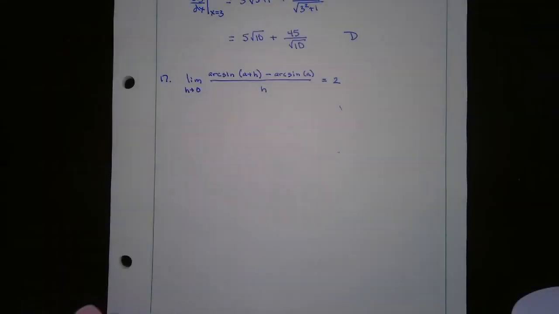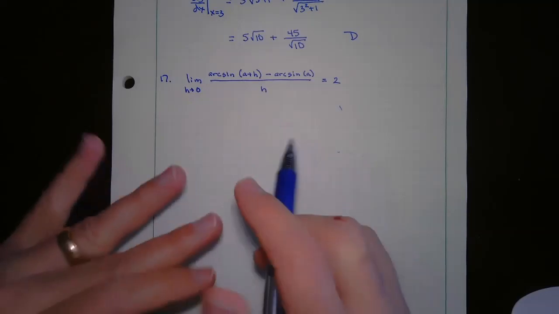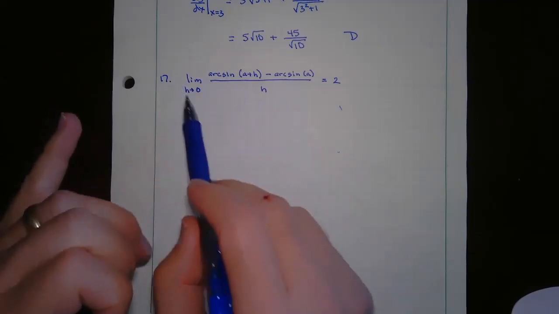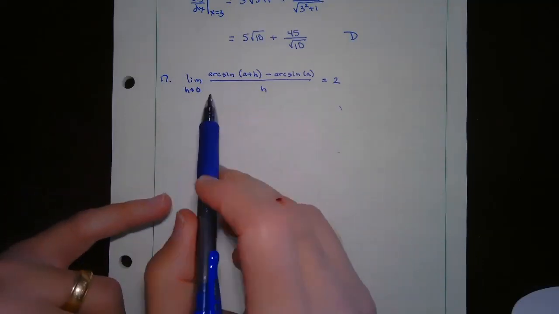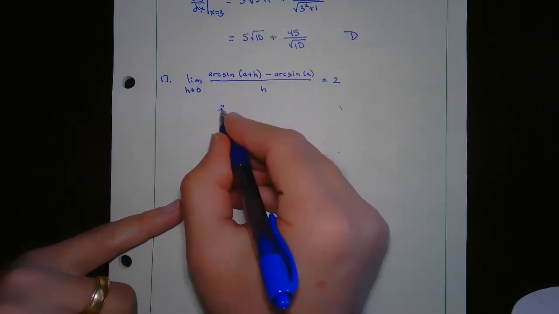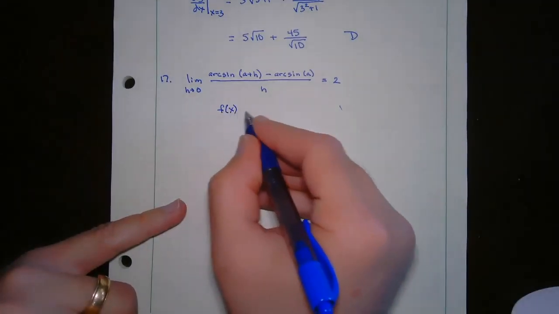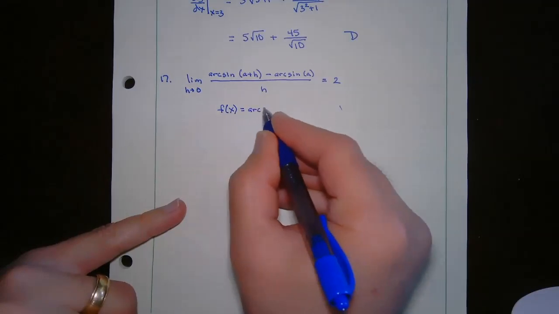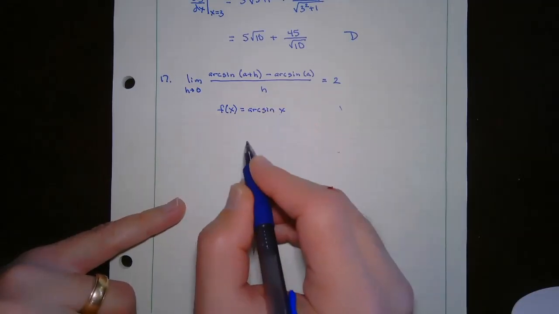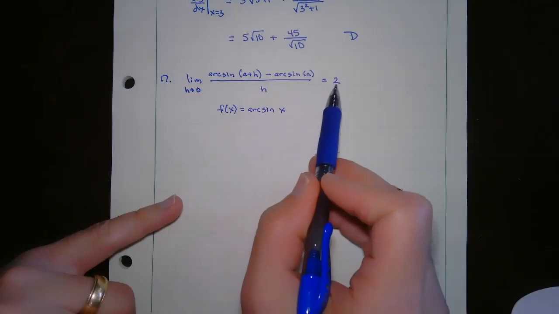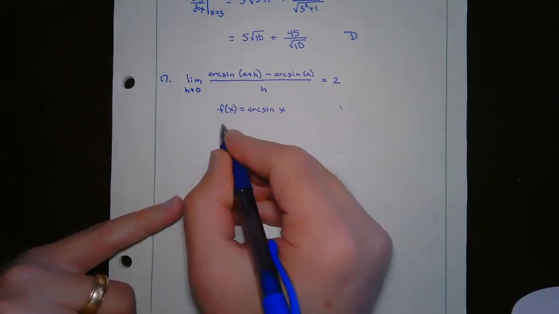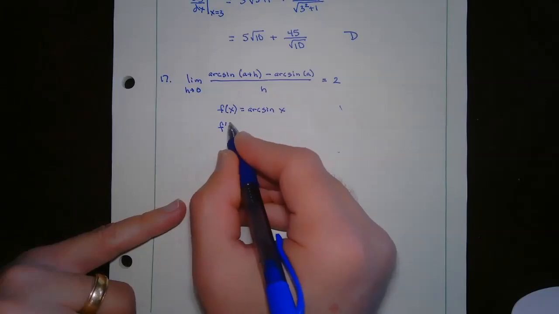So for 17, they're giving you the limit as h approaches 0 of arc sine of a plus h minus arc sine of a, all over h, is equal to 2. And what they're telling you here is that this is a derivative. This is another form of asking you for the derivative. Now, what's the derivative? The function is f of x is equal to arc sine of x. And they're asking, what's f prime of a? They're telling you basically f prime of a is equal to 2.